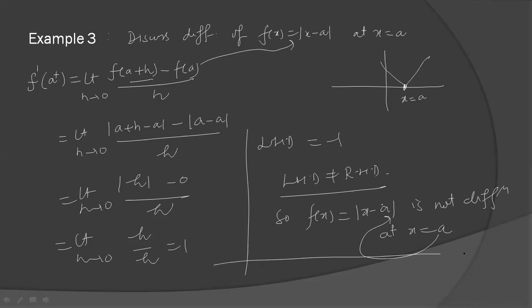Suppose someone asked you to write a function which is not differentiable at 3 points. Then you can give a simple example, mod x plus mod x minus 1 plus mod x minus 2. You can give any example. It is not differentiable at x equal to 0, at x equal to 1, and at x equal to 2. So this function is not differentiable at 3 points. You can make it 10 points, 5 points also. The function can be non-differentiable at a countable number of points.